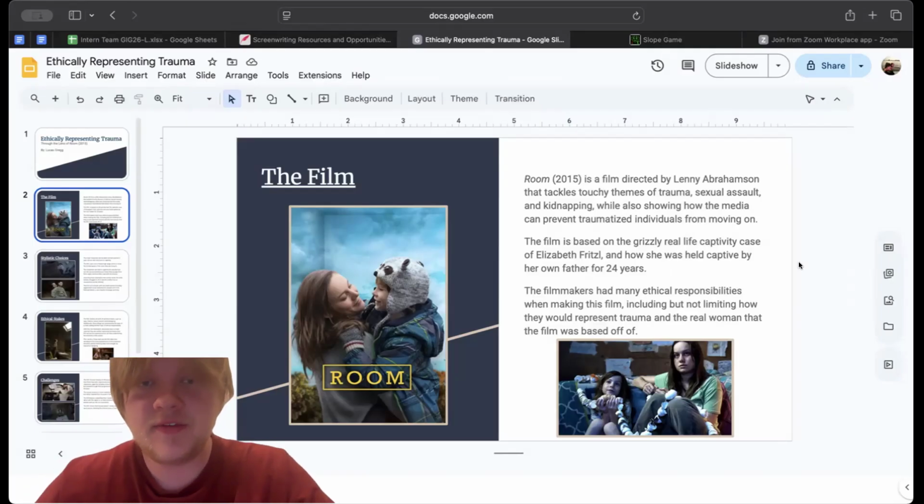So the filmmakers have two ethical responsibilities. The main one is to ethically show trauma and how people move on, and also they want to not undermine the severity of the real events of Elizabeth Fritzl. So there's a couple things that filmmakers have to think about when tackling this film.